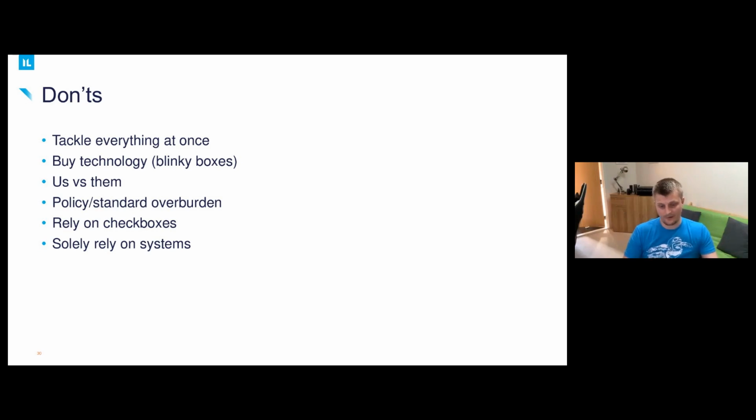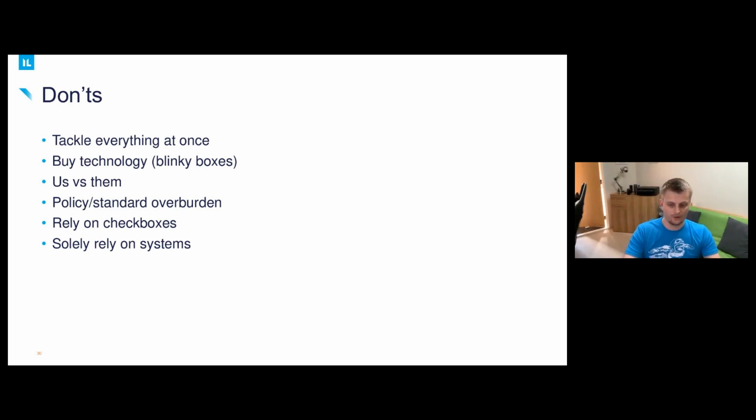Trying to do everything at once, probably not going to succeed. Don't buy blinky boxes. All too often I'm seeing, oh, there's this technology out there, it's going to solve all your problems, it's the latest and greatest technology. Certainly not saying don't buy technology. When I say don't buy technology there, I mean don't buy blinky boxes, the latest and greatest types of that.